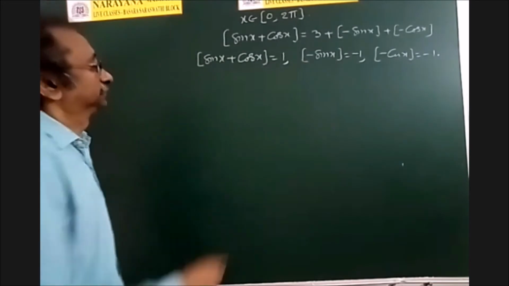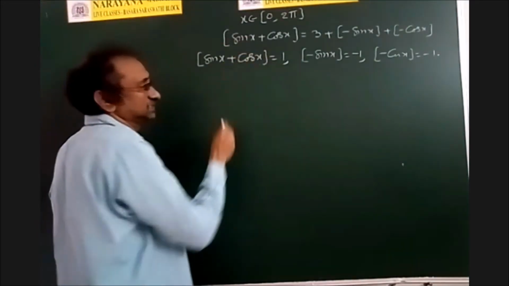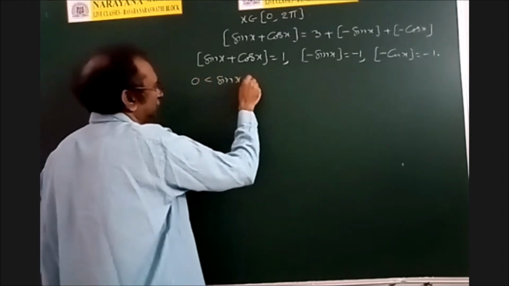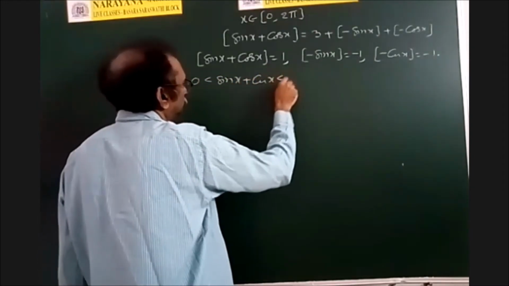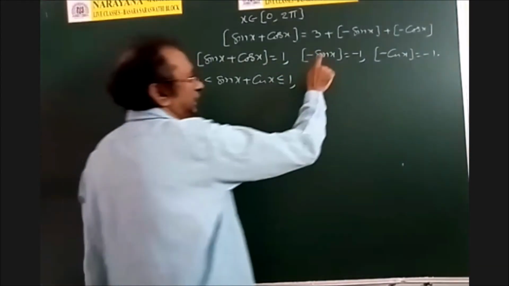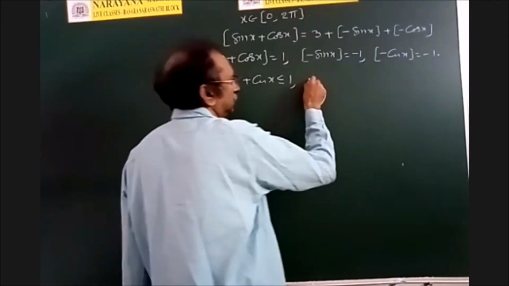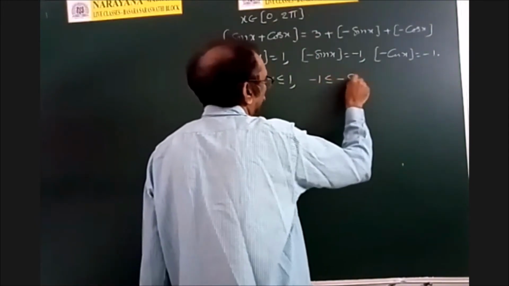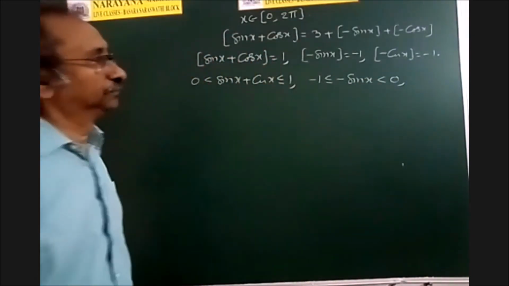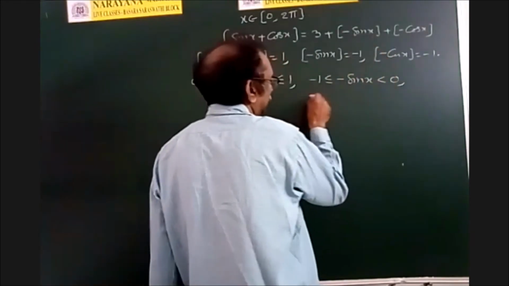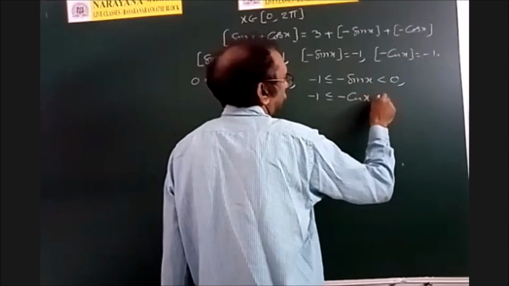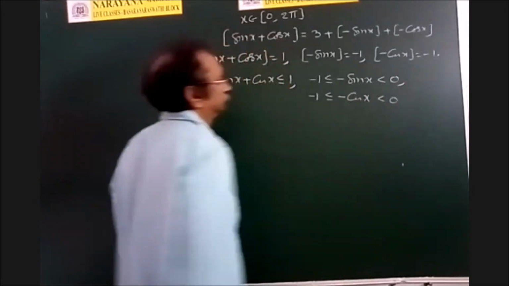And what about this? Now integral part of sin x plus cos x is equal to 1 means sin x plus cos x lies between 0 and 1. Then only its integral part will be 1. And its integral part is minus 1 means its value lies between minus 1 and 0. And what is this? Its value lies between minus 1 and 0. Okay.